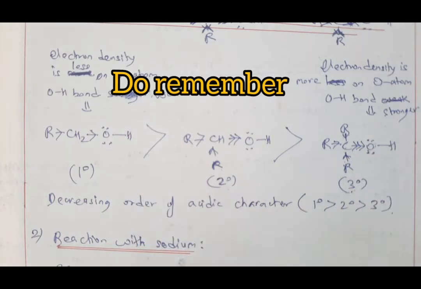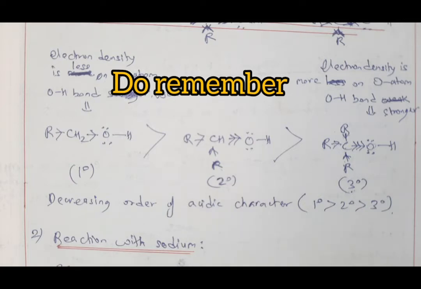You can make the notes by yourself for it. And do remember, it may come in an MCQ question. Among the following, which has weak acidic character? Primary, secondary, tertiary alcohol, none of these. So the answer is tertiary alcohol. If I say stronger, it will be primary. Okay, you can repeat the video to understand better.